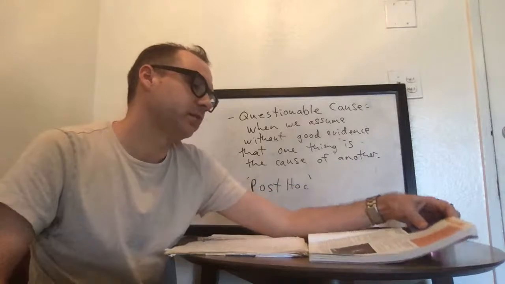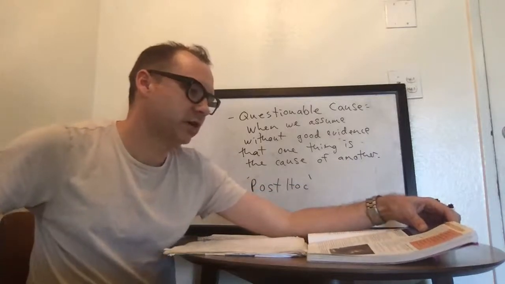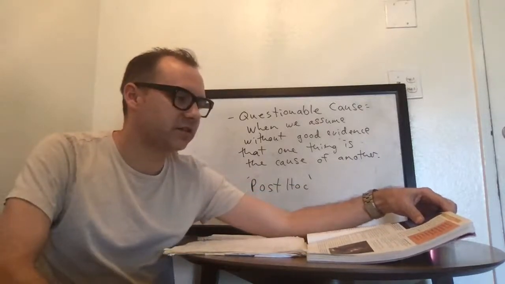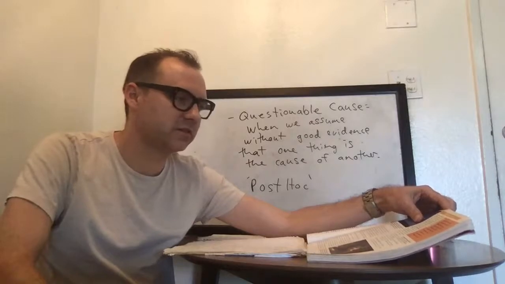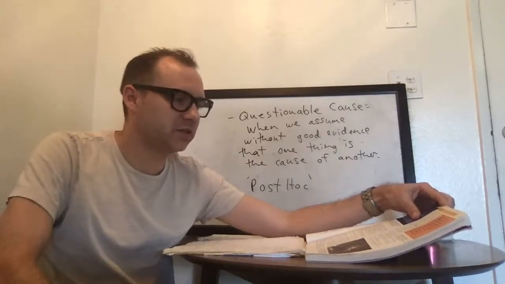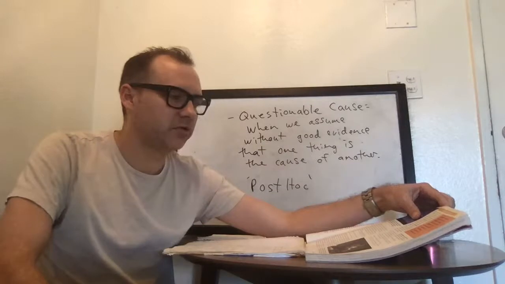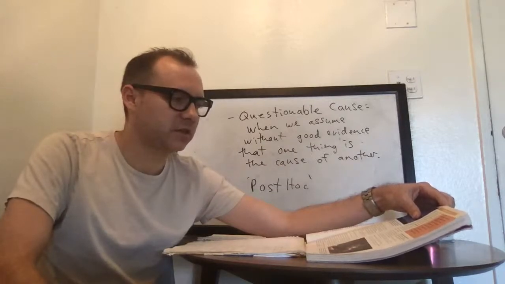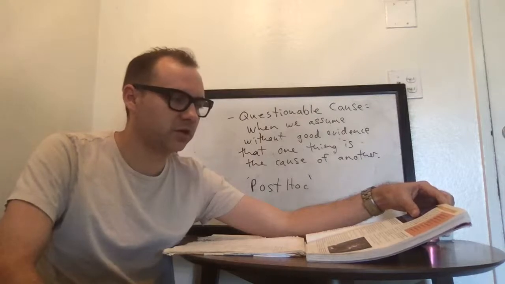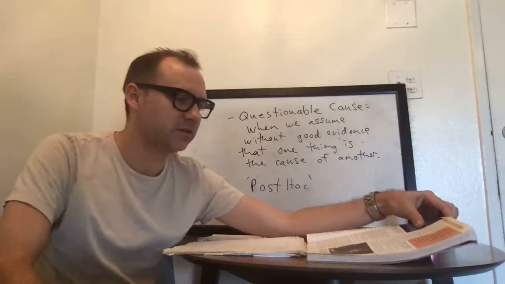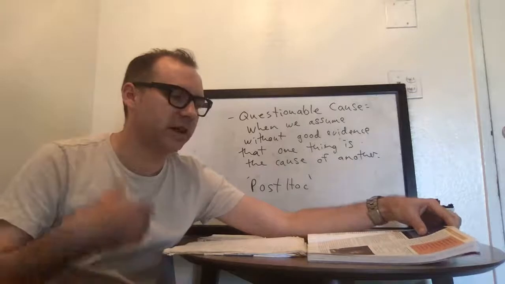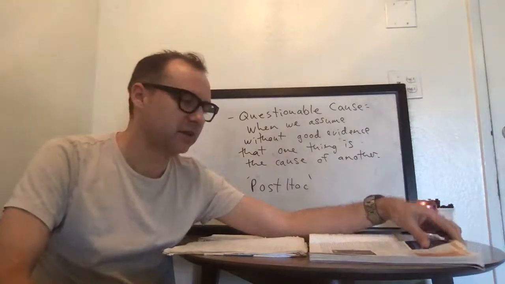The book says, because our brains tend to see order in how we see the world, we may see causal connections and relationships where they don't exist. When a person assumes without sufficient evidence that one thing is the cause of another, the person commits the fallacy of questionable cause. This can happen because we assume that since one event was before the other, it was the cause of the second event. Sometimes this is also called the post hoc fallacy, which means after this in Latin.